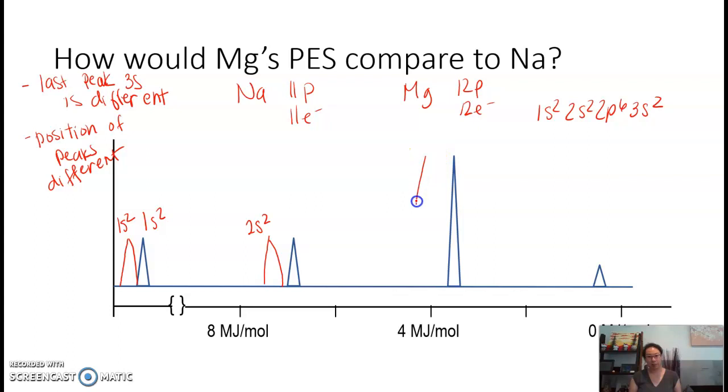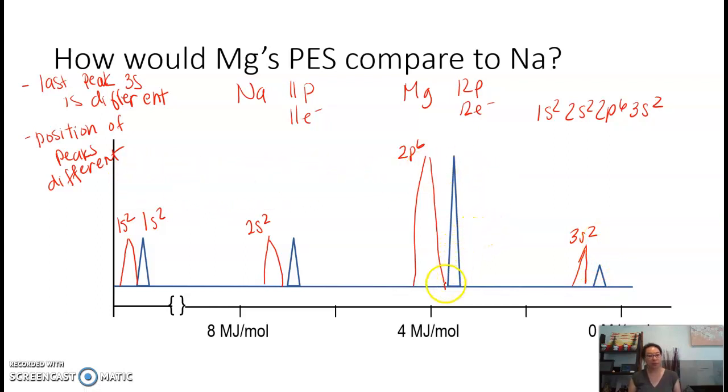Okay, same thing for this one. Best as I can, same height, but I'm going to shift it a little bit to the left to symbolize higher ionization energy required. So now we've reached our last peak, so this will be different. This one goes back to the height for 2 electrons, so I'm going to do my best to match it with the height of these. This is 3s2, okay? So this is the difference between sodium and magnesium. The last peak is different, and the peaks shift to the left due to higher ionization energy required.